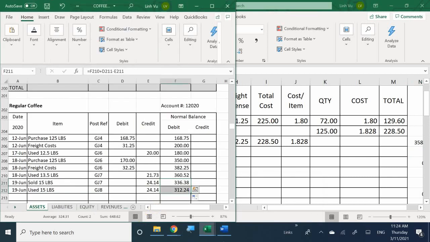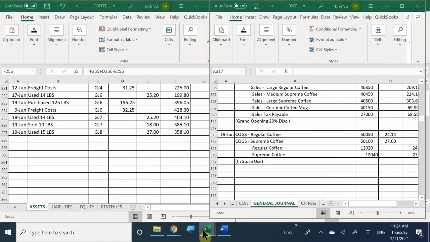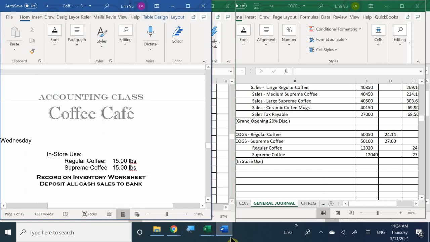All right, let's update the Supreme coffee. Here we are. The 19th. We used 15 pounds. Okay, General Journal number 8 for 27. So what is my ending balance in my Supreme coffee? 358.10. Okay. Good. Excellent. Now that we updated the journal and the ledger, what should we do next?